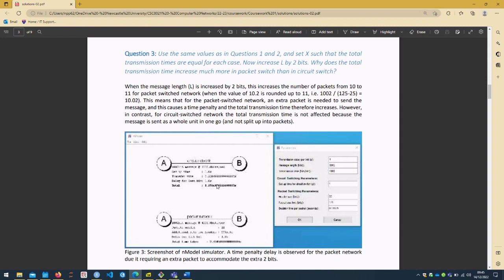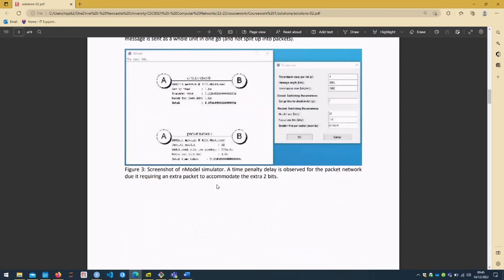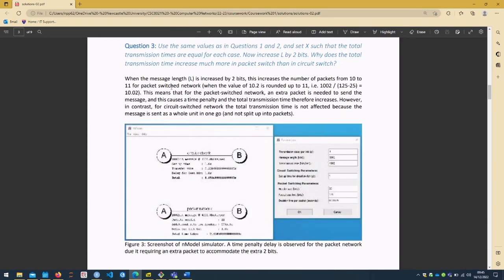So if you increase the message length just by a couple of bits, that's the point of this question, it's long enough that it requires an extra packet to be sent through the packet switch network. And because each packet needs to carry a header, it's not only those 2 extra bits but also the header for the new packet, the 11th packet, and so there's a big increase in the transmission time for the packet switch network compared to the circuit switch network.